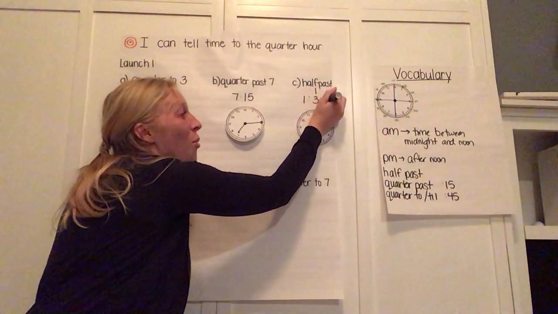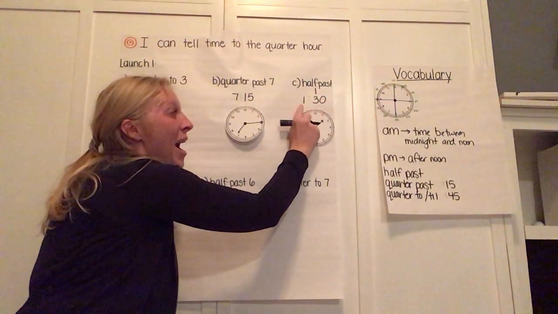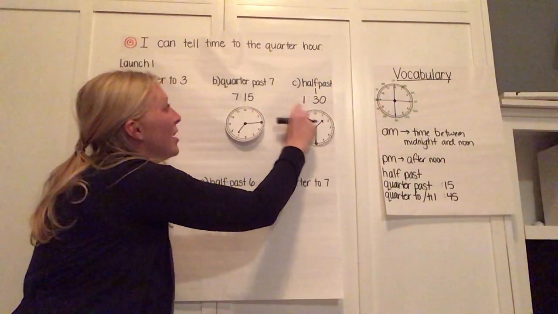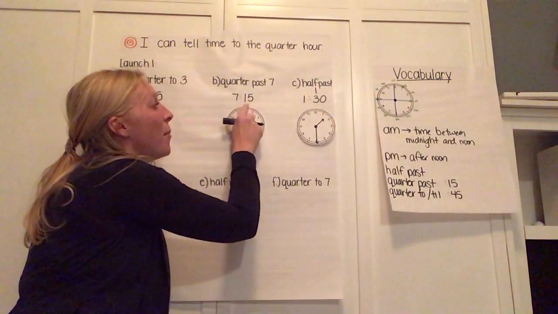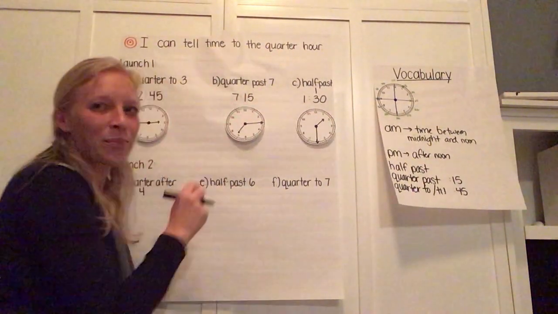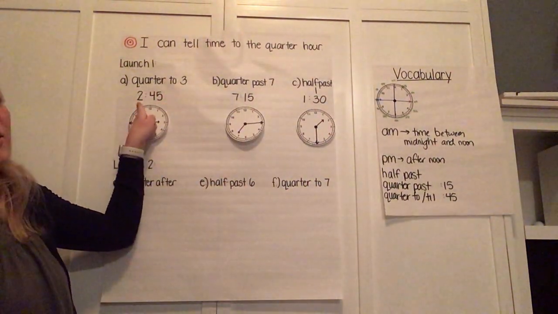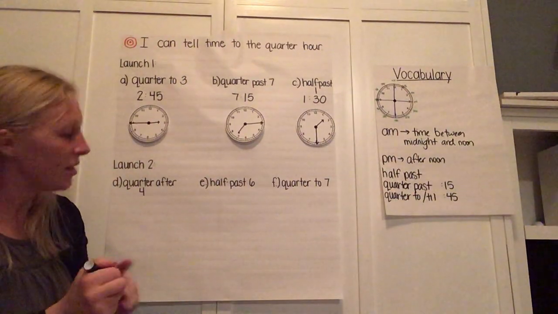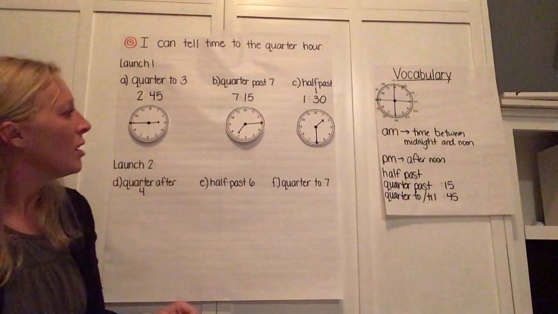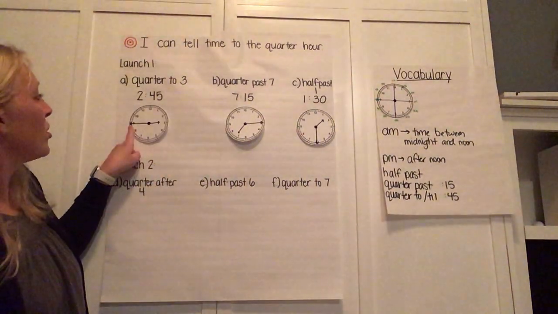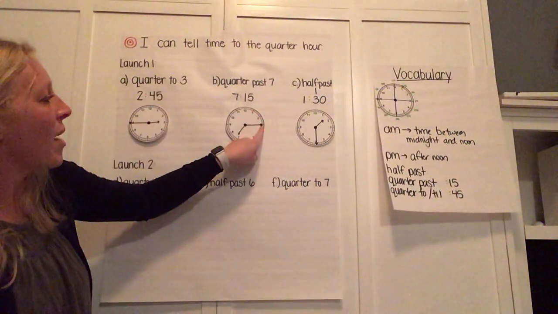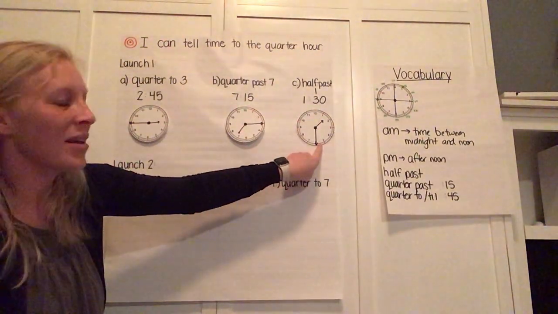It shows 1:30. It's half past my hour. This one is quarter past my hour. This one is tricky because it's quarter to 3. It's still in the hour before that. Look at that. Quarter to, quarter past, half past.